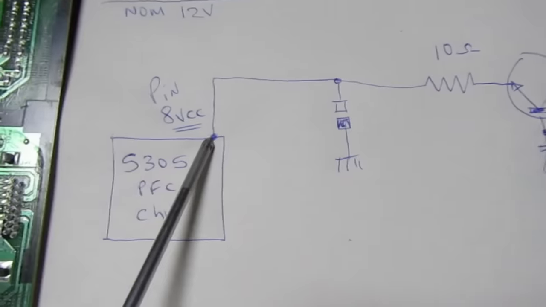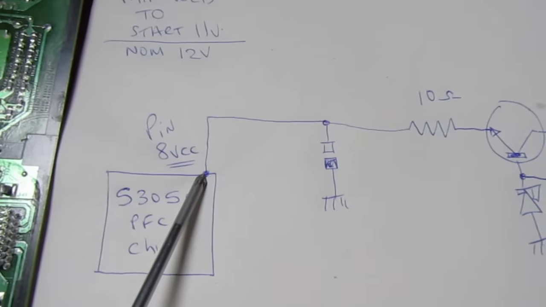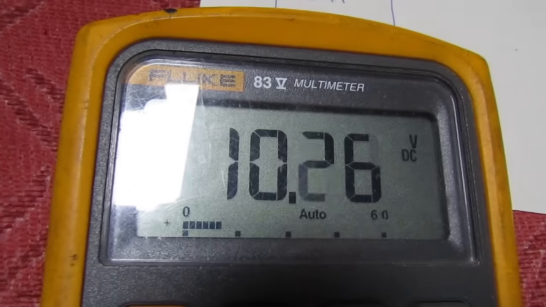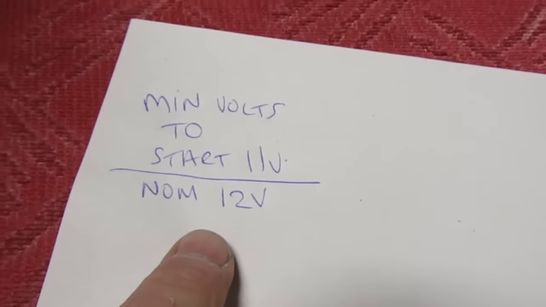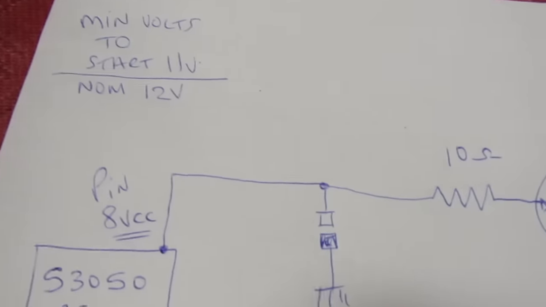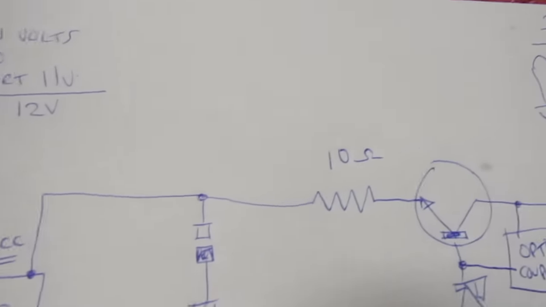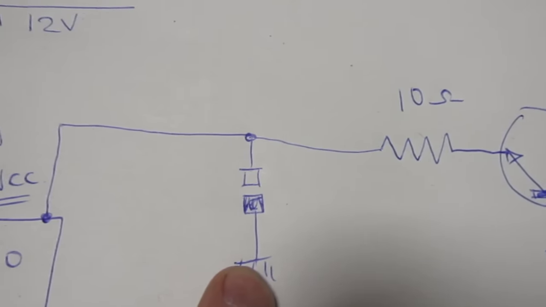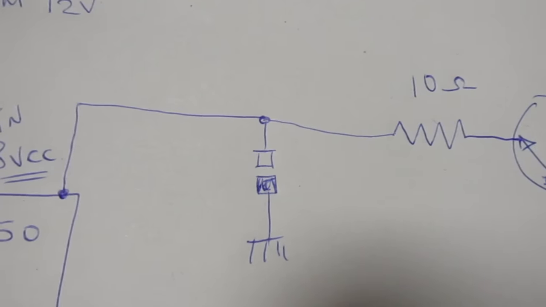We're just going to take a reading here first and see what we've got. So I'm actually measuring across that little capacitor now. And we've only got 10.25 volts or thereabouts. Now bearing in mind to start the PFC operation we need a minimum of 11. So let's just mark 10 point something on there. I'll have to measure it again, just give me a second.